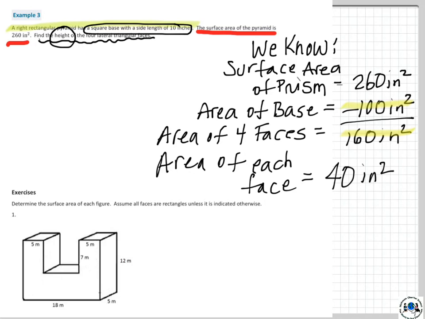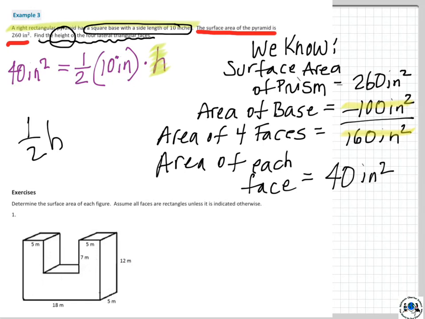So at this point, now we can create our equation to figure out the height. Here's how we do it. 40 square inches, that's the area of each face. Each face is a triangle. It's a triangular face, which was given to us here. Therefore, the area of a triangular face is going to be 1/2 base times height.